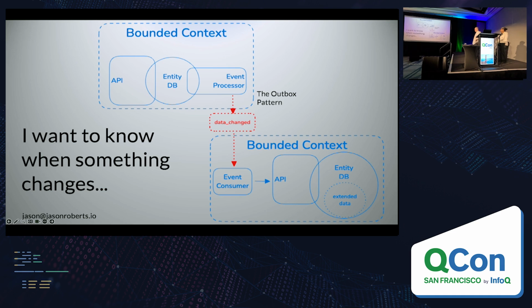We're building out our view of what a bounded context is, and we're adding another chunk to it. On the top there, I have a bounded context, which has its API and its entity database. Now I have an event processor. This is the outbox pattern. It's just another form of change data capture. It's the same pattern. But in this case, it's on a smaller scale per bounded context.